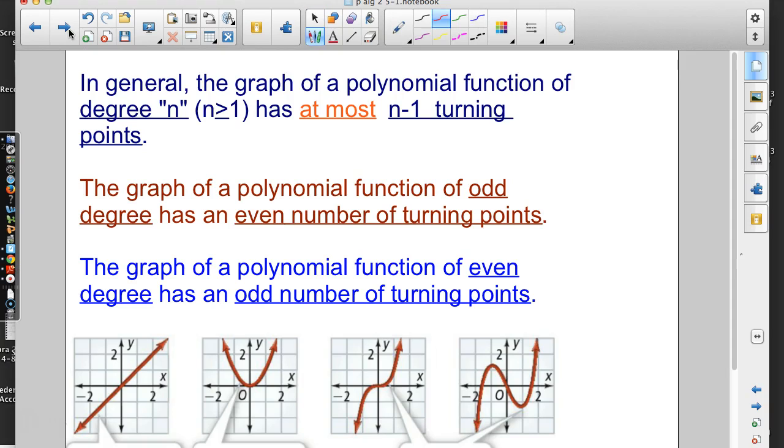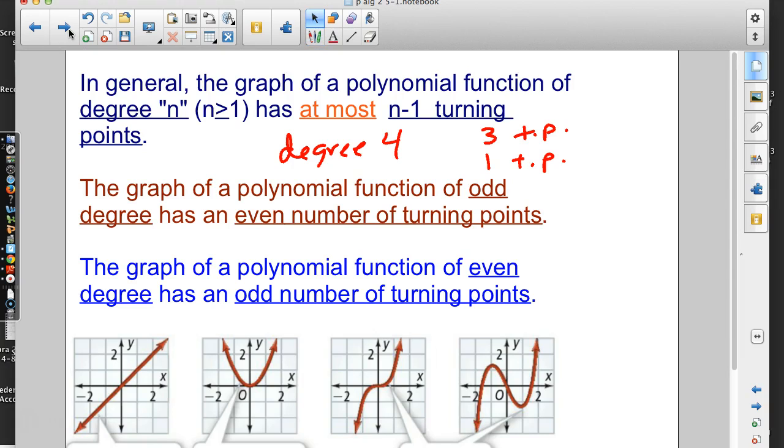So if I have a degree 4 polynomial, they're saying it's possible I could have 4 minus 1 or 3 turning points. But it's also possible there's only going to be 1. Here's why. Turning points for even degrees always come in odd numbers. You get 3, you get 1, those are the choices.